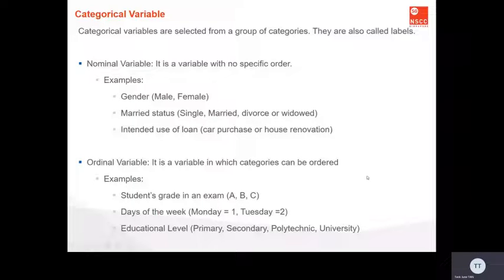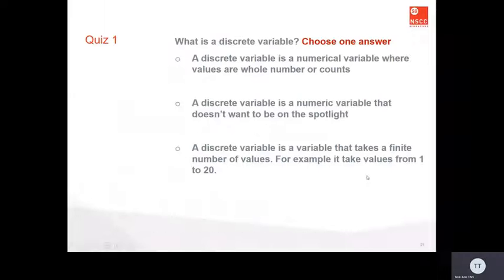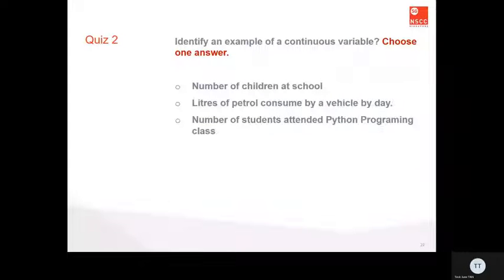Let's try this quiz. What is a discrete variable? Choose one answer from here. Let's try quiz 2. Identify an example of continuous variable. Choose one answer from here.